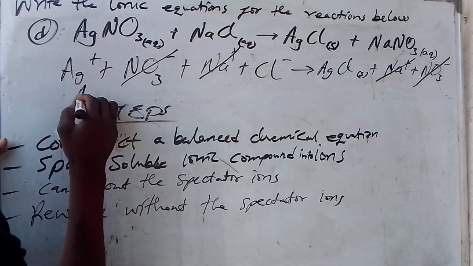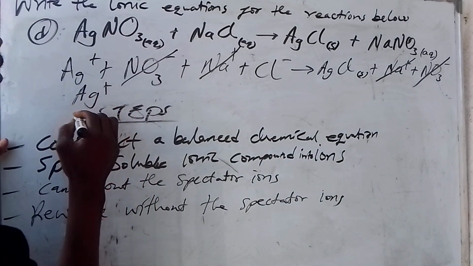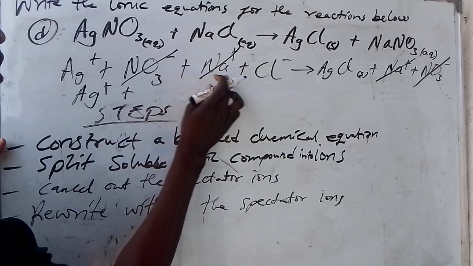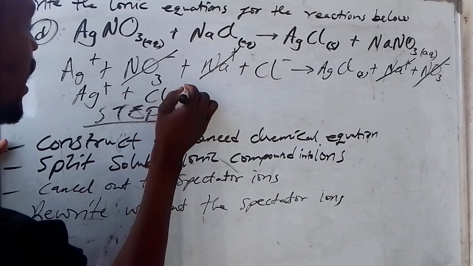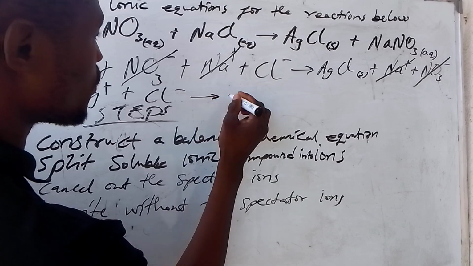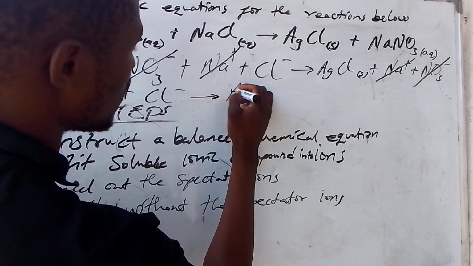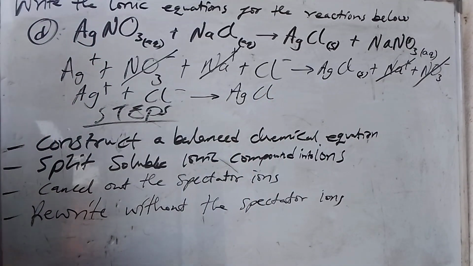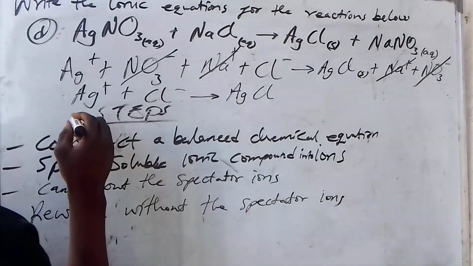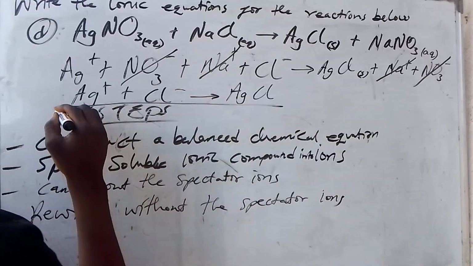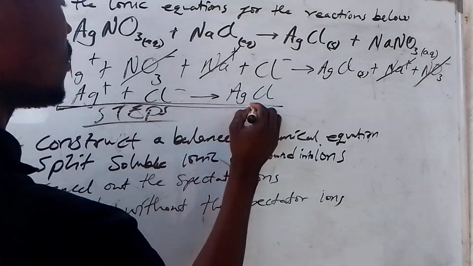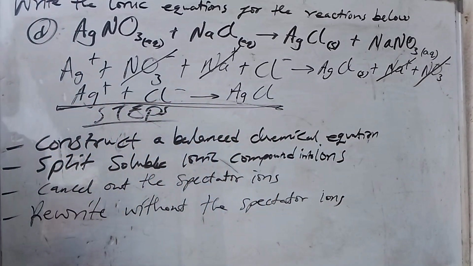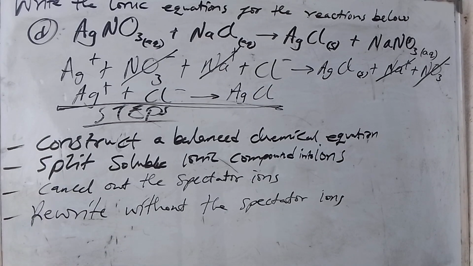So, silver ions plus chloride ions to produce silver chloride. Yeah, which is a solid. So this is an ionic equation for the reaction of silver nitrate and the sodium chloride to produce silver chloride and the sodium nitrate.